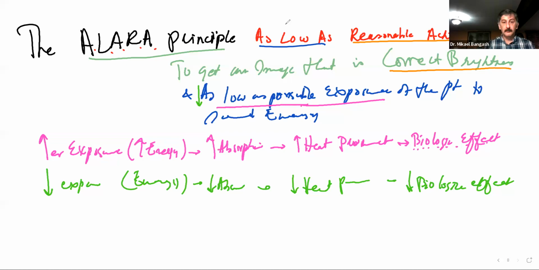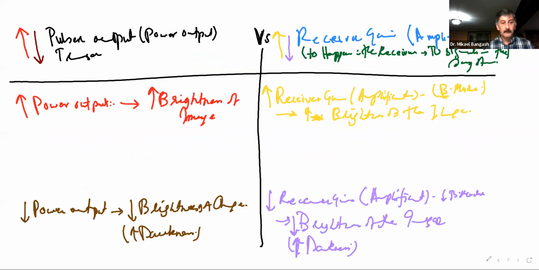But what do we see here? That this reduced exposure here means what we have here, when we reduce the power output. And what can that lead to? Reduced brightness of the image.